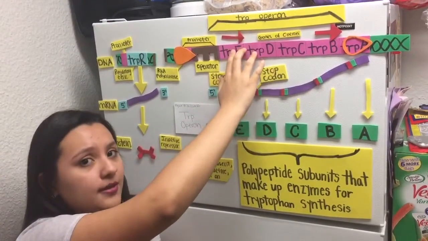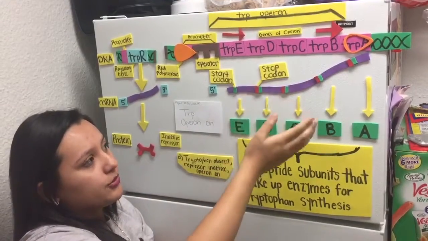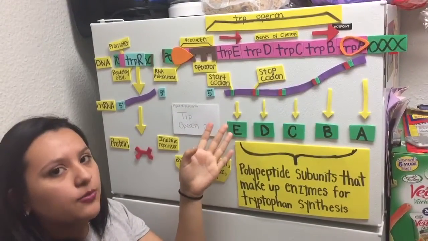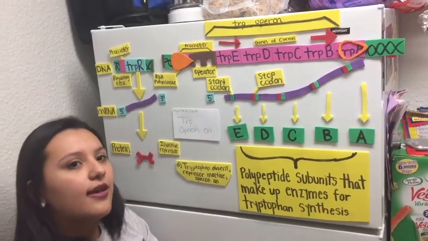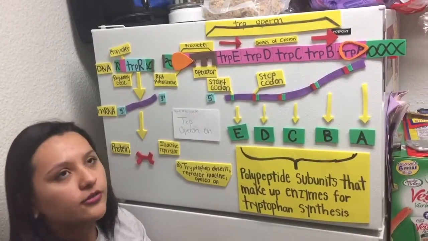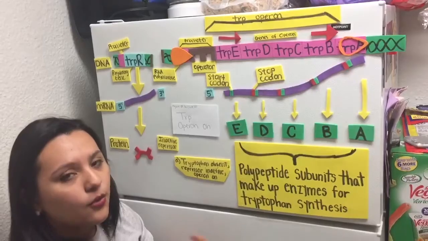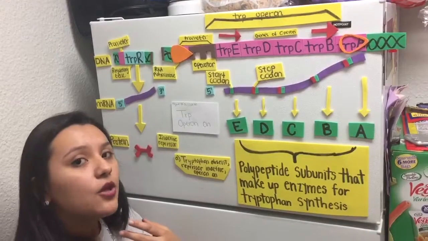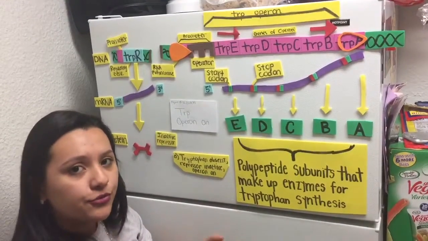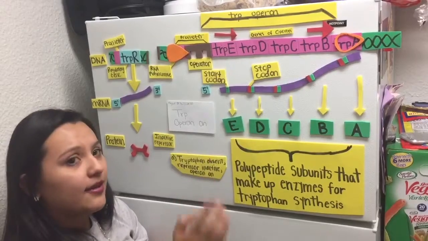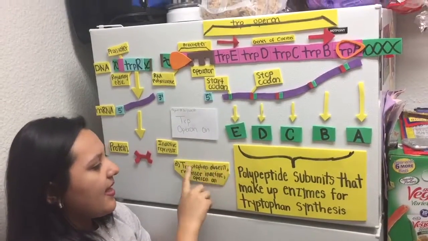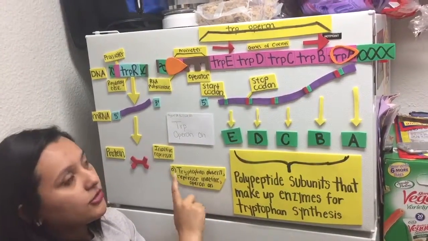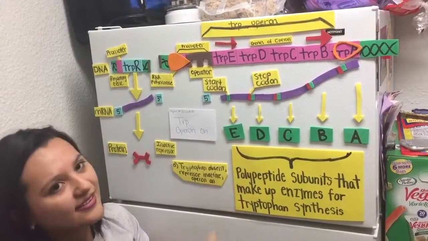These genes of the operon then allow RNA transcription to occur. When RNA transcription occurs, we have the creation of polypeptide subunits, which make up enzymes. These enzymes are then used for tryptophan synthesis. Tryptophan synthesis results in the production of more tryptophan, which replaces the tryptophan that was absent. This is all able to happen when our repressor is inactive, resulting in the operon turning on.